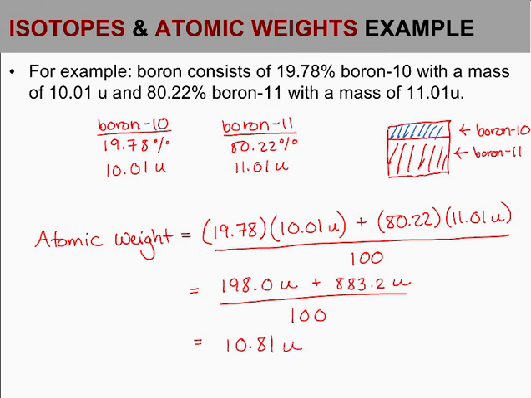And if you look at a periodic table and find boron, boron is kind of at the top in the middle. And if you look underneath its element symbol, you should see the value 10.81, and that is its atomic weight. So what's really great about problems like this one is you can always double check your answer by looking at the periodic table, because the atomic weights of each element have already been determined.